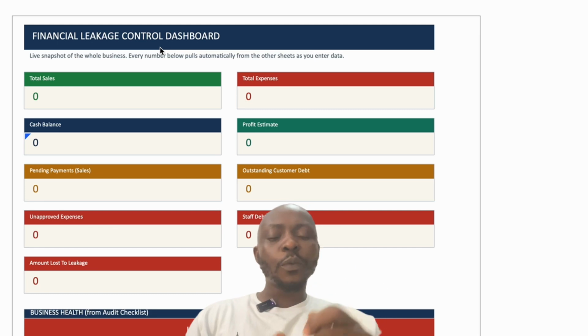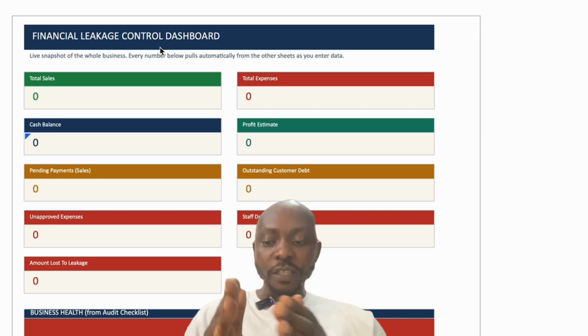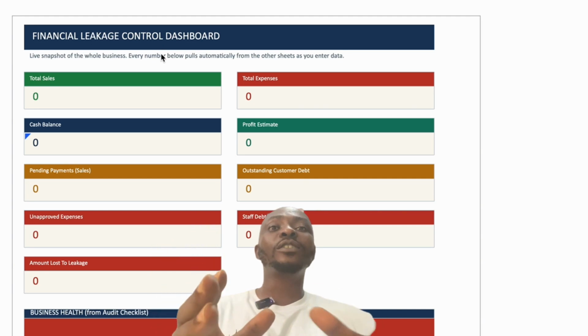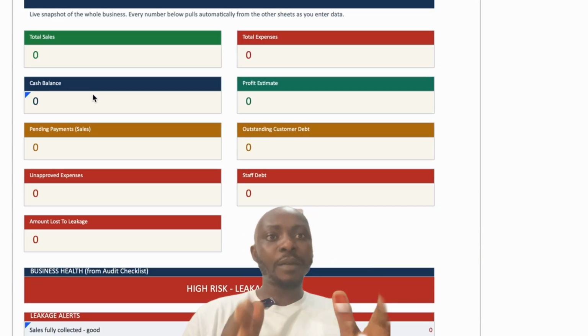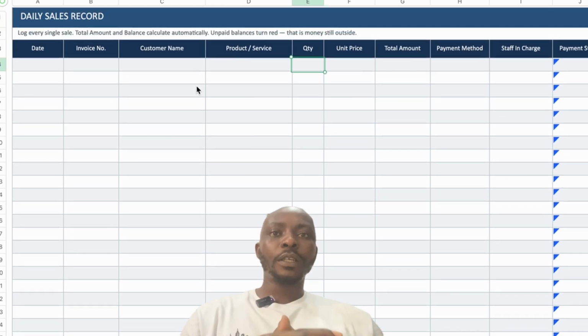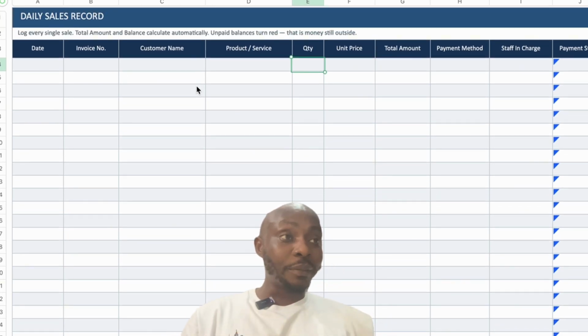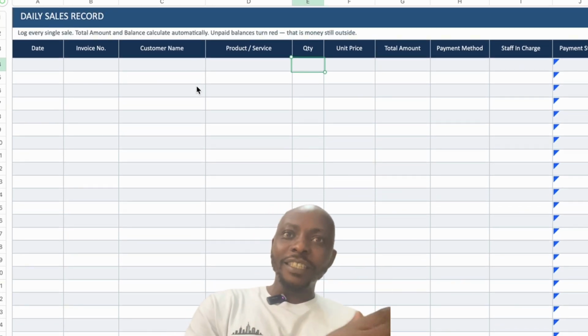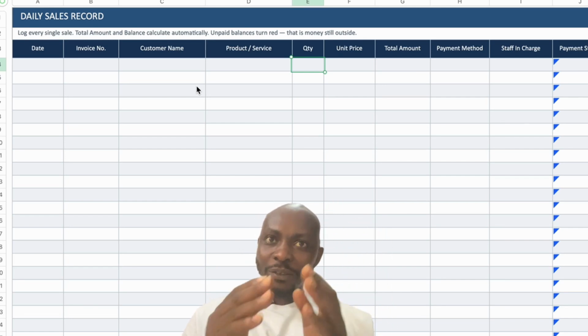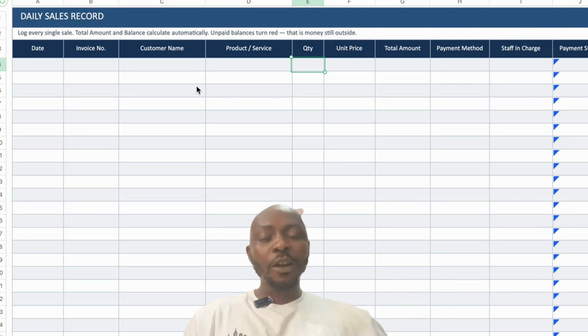You get 6 leakage points wey we go need talk about so that you go close the leakage gap for your business. So this dashboard go help you to understand wetin your business dey really pass through in terms of your finances. So the first board wey we go look into na daily sales. If you no dey record your daily sales as a business owner, that means say money dey leak for your business. First leakage point wey you go need close up for your business na your daily sales.